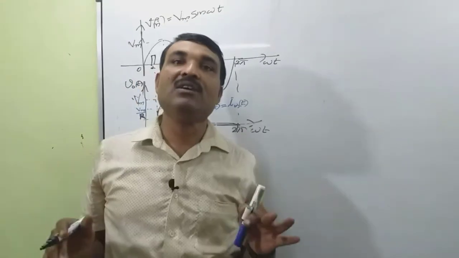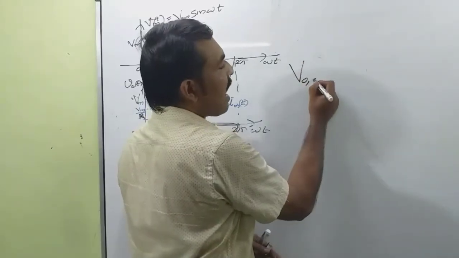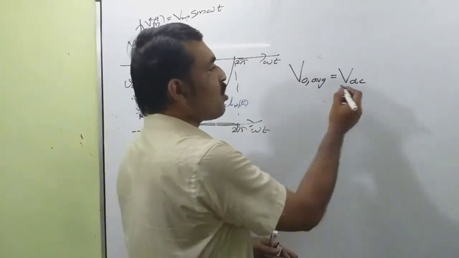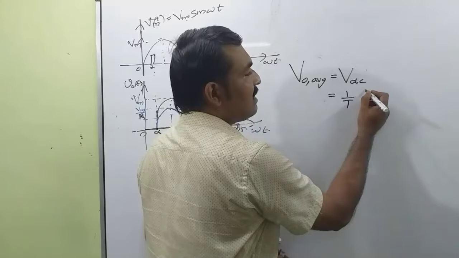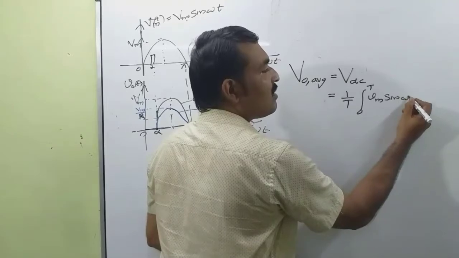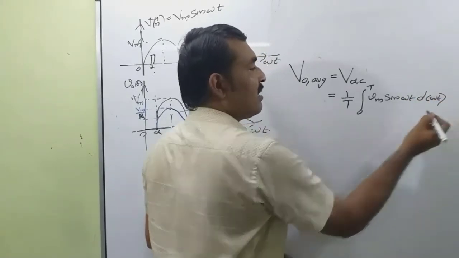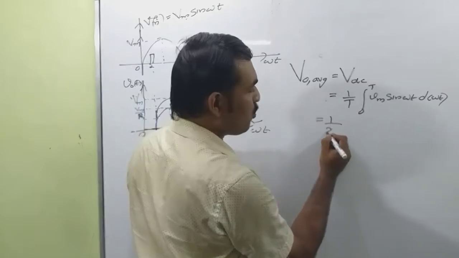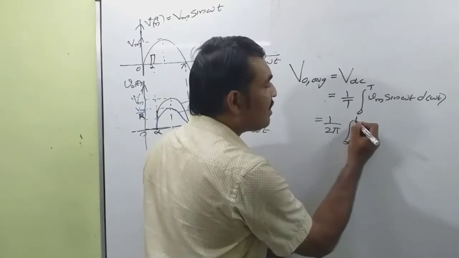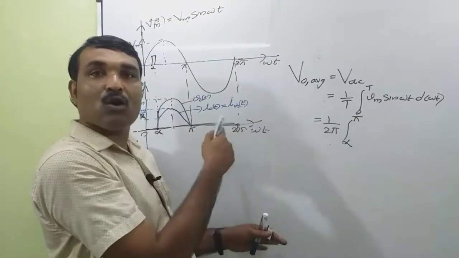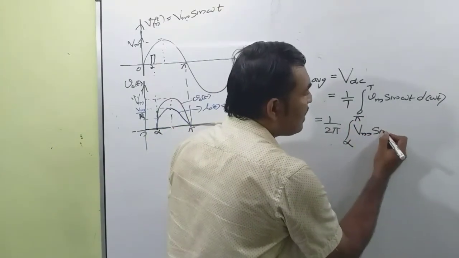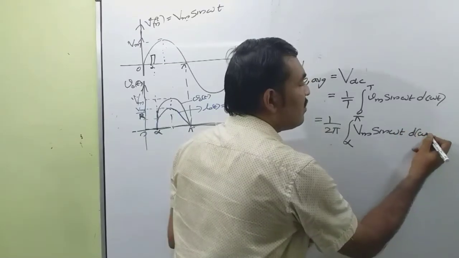You can find the average value of output, that is VDC. This is equal to 1 by T integral 0 to T Vm sin omega t d omega t. So this is equal to 1 by 2 pi, since the period is 2 pi. Output is available from alpha to pi, so the lower limit of the integral is alpha and the upper limit is pi, and from pi to 2 pi the output is equal to 0. So integral alpha to pi Vm sin omega t d omega t.